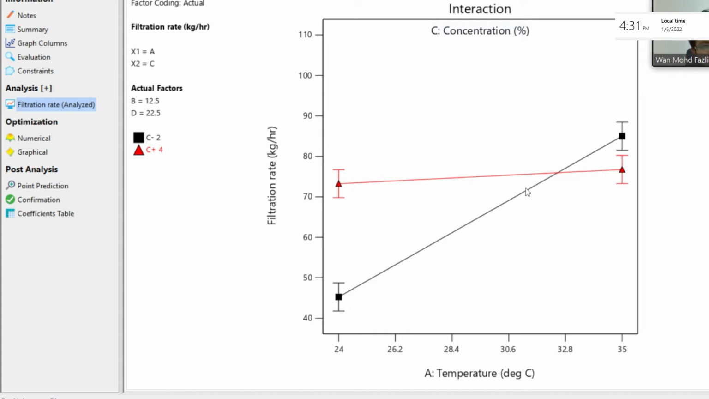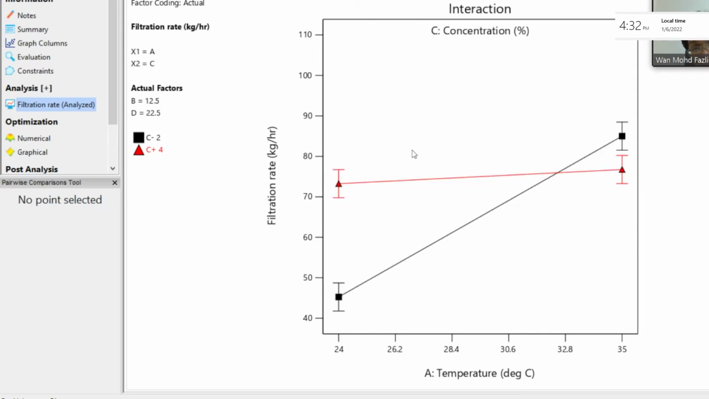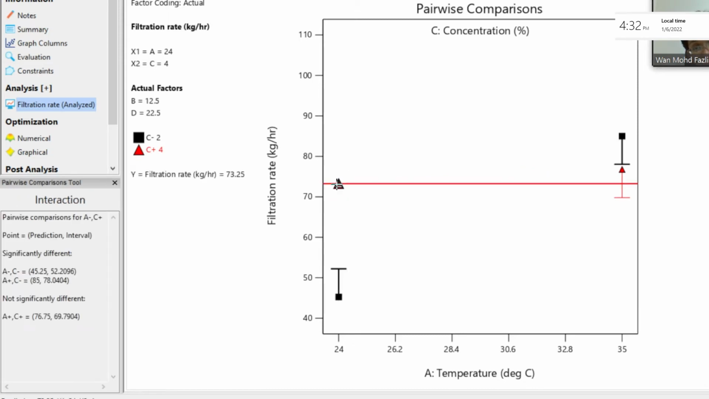So you can also check this by clicking here, and you can get this pairwise comparison. You look on the right side here. They try to give you all the detail. If you click here, you get this panel on the side, and you can read it. So you can see there is a gap and so on.